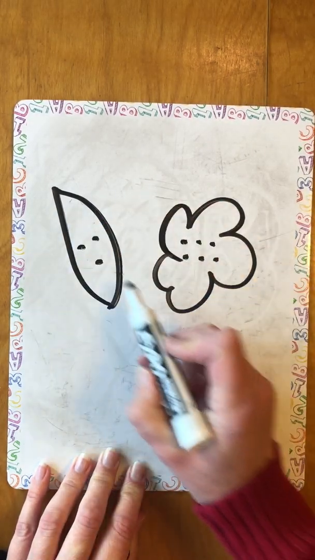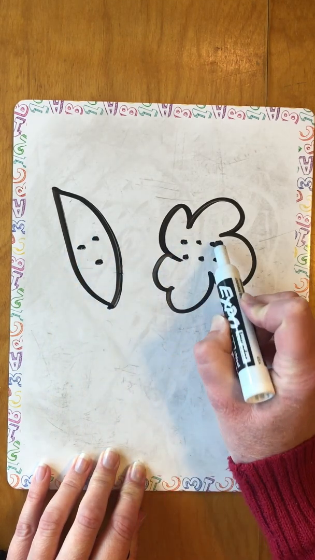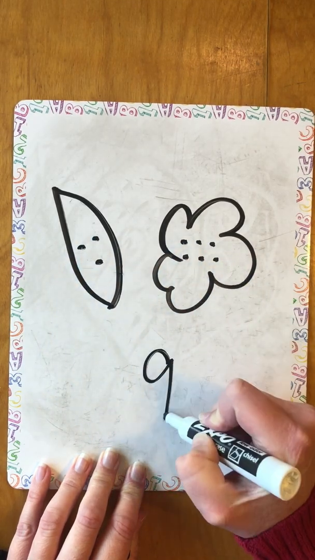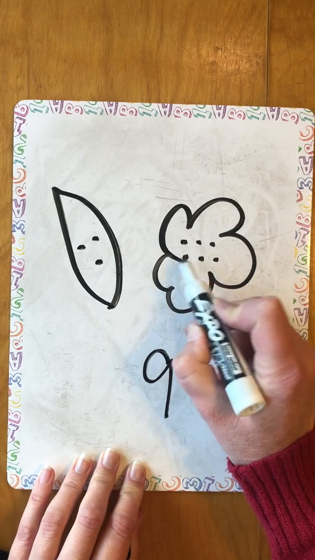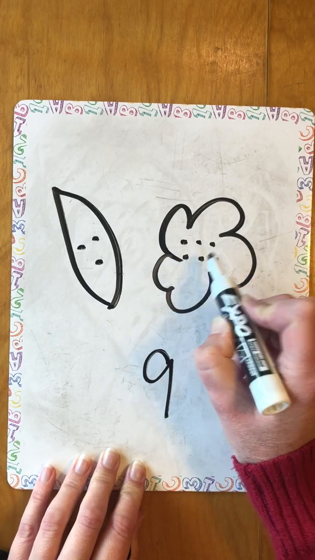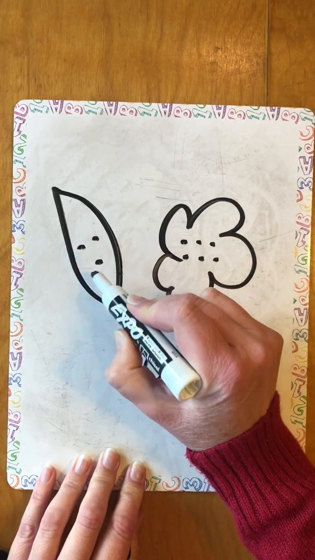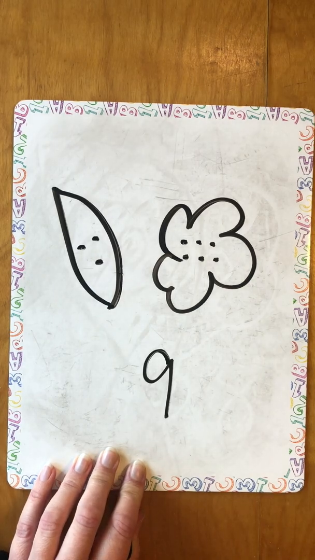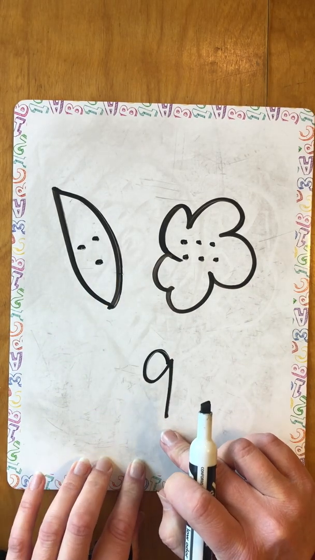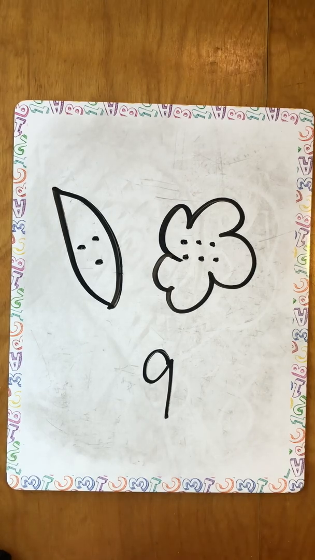So I can count them all together. 1, 2, 3, 4, 5, 6, 7, 8, 9. Or I could do it even in a faster way. I can start with my 6, and I can say 6, 7, 8, 9. 3 more. So 9 bugs is how many I saw.